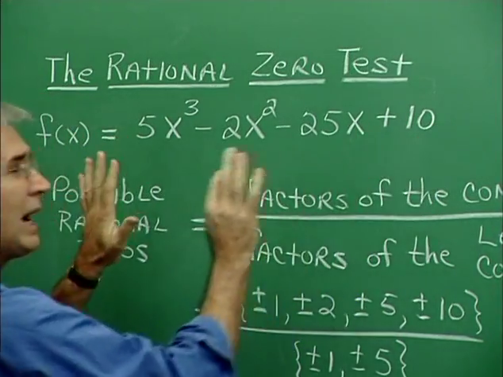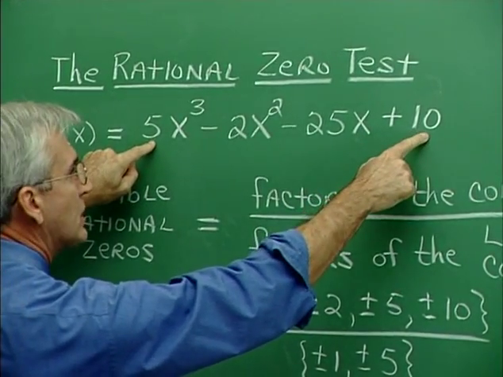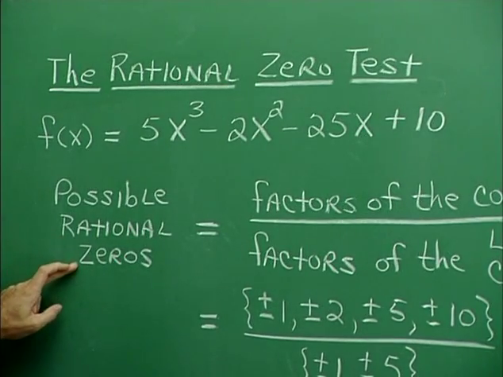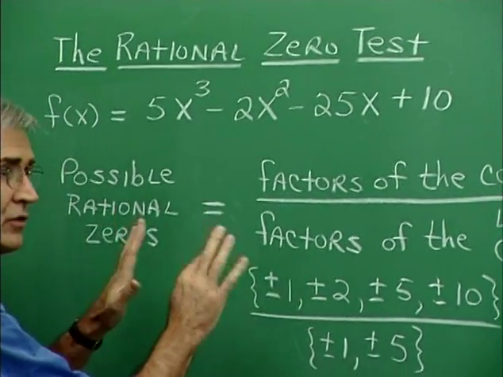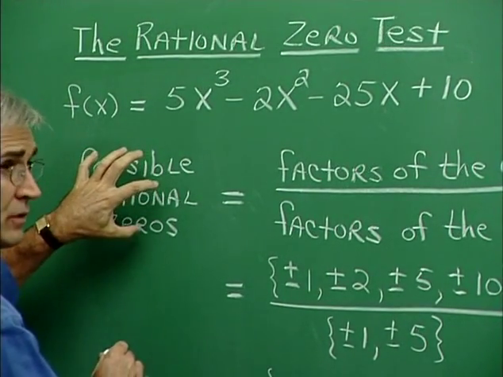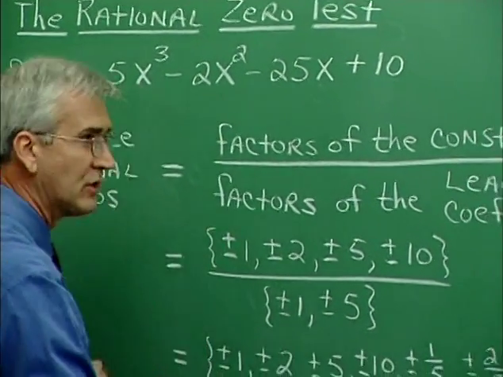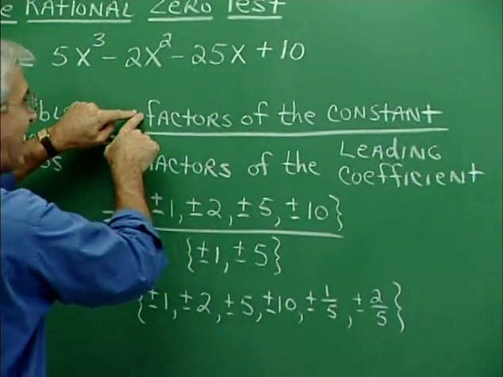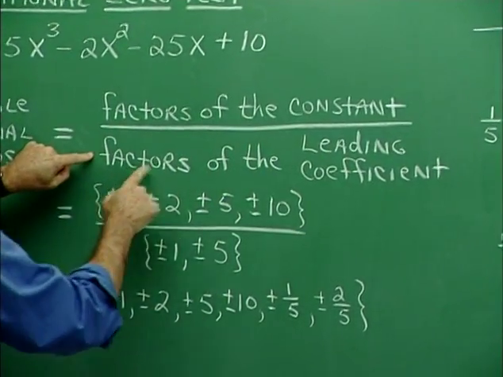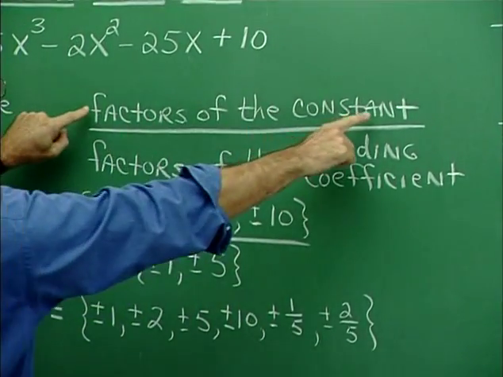It turns out that just by observing and making a little calculation on the leading coefficient and the constant, we can determine all of the possible rational zeros. Now, here's how the calculation is made, and I'll show you how it's used in just a minute. All of the possible rational zeros can be calculated by writing all of the fractions possible using the factors of the constant in the numerator of this fraction and the factors of the leading coefficient as denominators of the fraction.